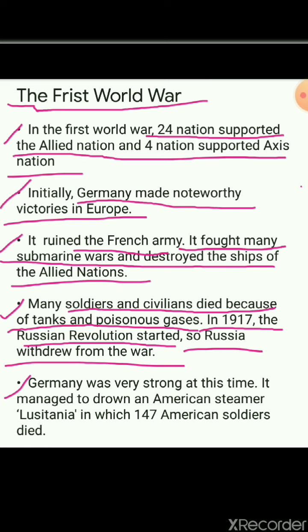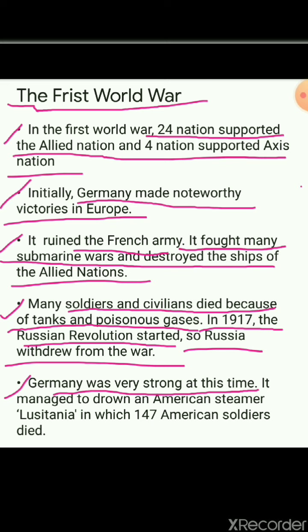Next. Germany was very strong at that time. Germany became very strong, because we can see in the upper points that a noteworthy victory was seen by Germany in Europe, and Germany destroyed the submarines of the Allied nations. Again, many soldiers and civilians died in that war because of poisonous gases. So we can see how strong Germany was in the First World War.